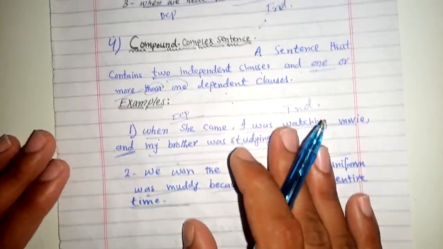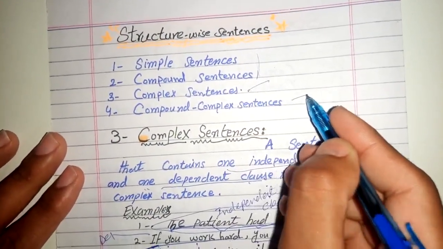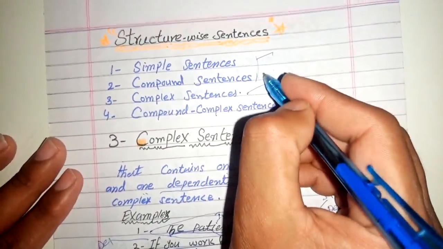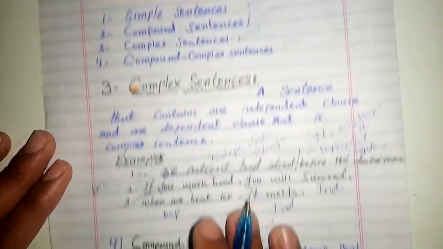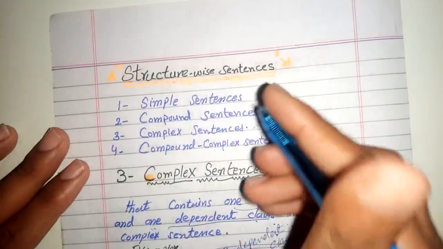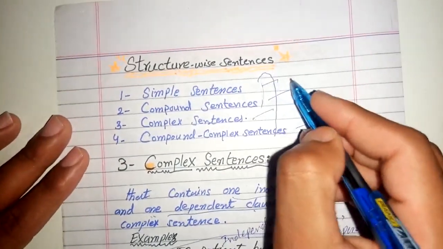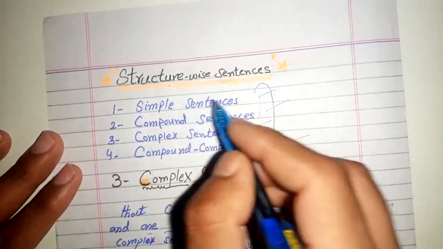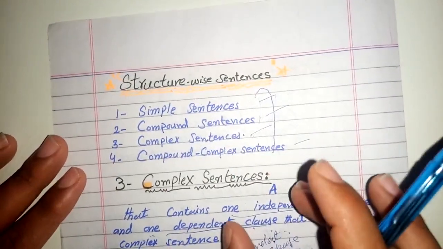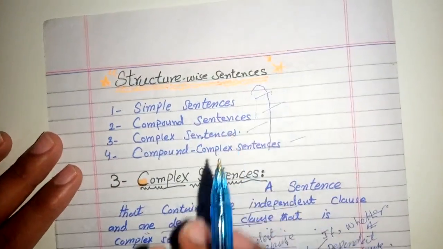So in this lecture we have discussed complex and compound complex sentences. In the previous lecture we discussed simple sentences and compound sentences. Guys, one more thing that is very important: in the next lecture I will describe all four types of structure-wise sentences. I will describe clauses and these all types, four types: simple, compound, complex, and compound complex sentences. In the next lecture I will describe each and every type in one lecture.